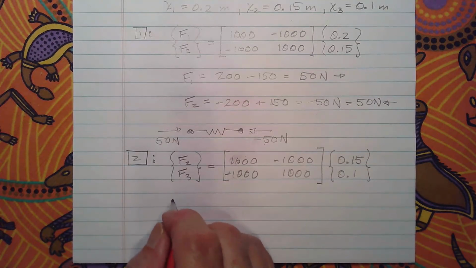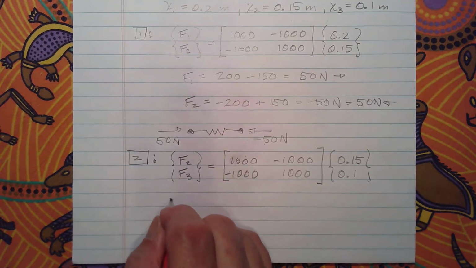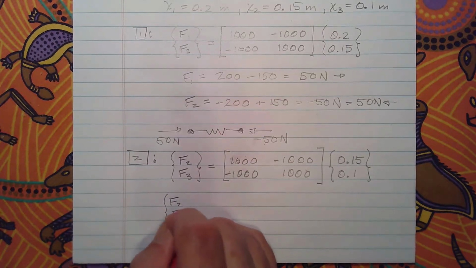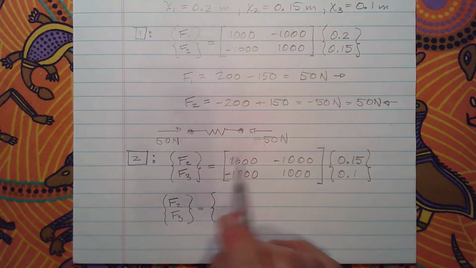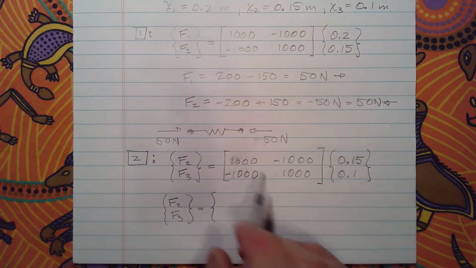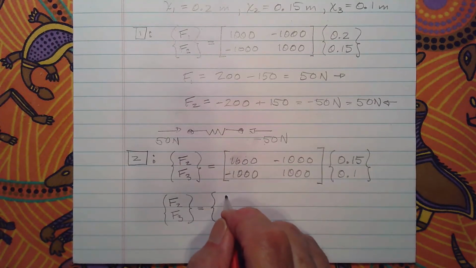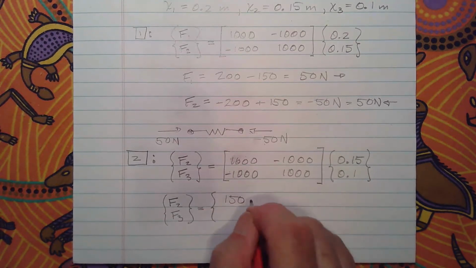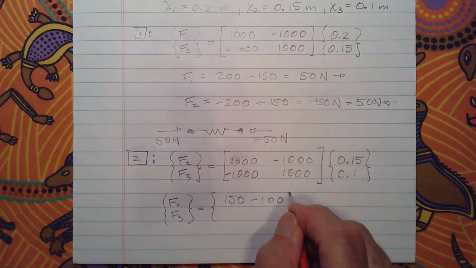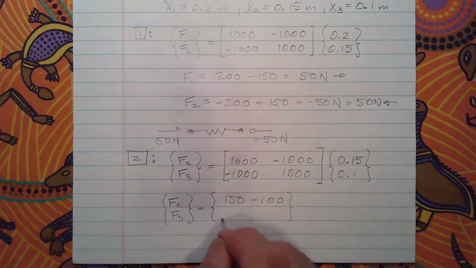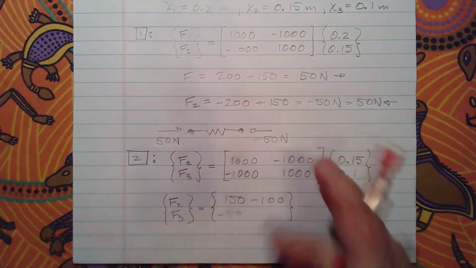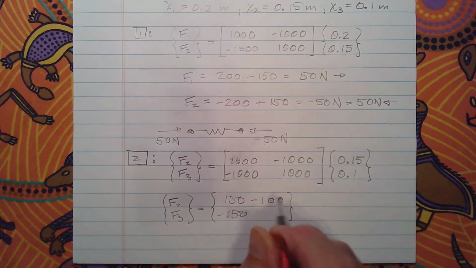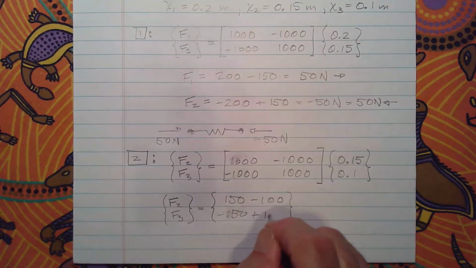So if we look at this, we'll find out that F2, let's keep it in the matrix format, F2, F3 equals, and then this is going to be a vector over here because it's a 2 by 2 by a 2 by 1. So this is going to be 150 minus 100. Okay, and then this will be minus 150, 150, sorry. Put that in there correctly. And this is 100 plus 100.